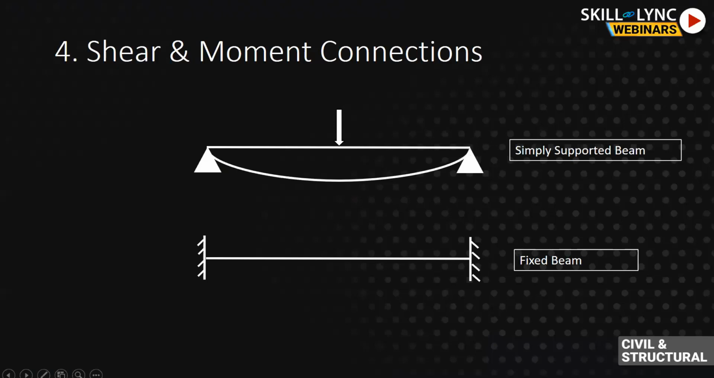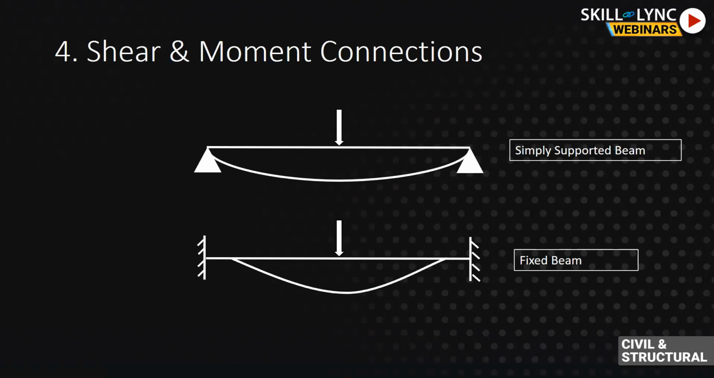Coming to the fixed beam, when a load is applied at the center, the deflected shape will be like this. Please observe with respect to simply supported beam that the deflected shape does not start immediately after the connection joint. It starts becoming prominent at a certain distance from the connected joint.